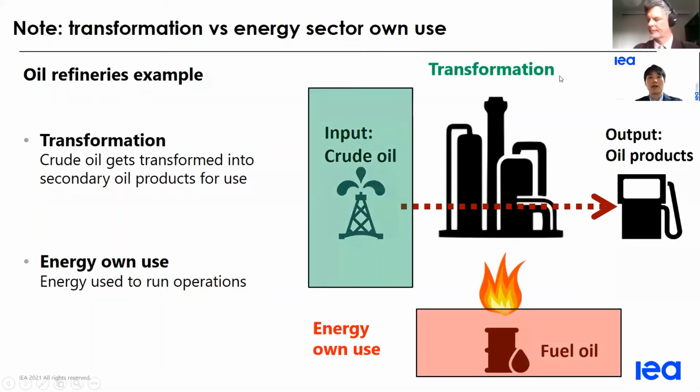Let's say the crude oil that is transformed into another secondary oil product, we call this process transformation. However, we certainly need a certain amount of fuel to run the machines and operate the equipment. Here, fuel oil is used to run the operation. So in this case, fuel oil is considered energy industry own use, not transformation.